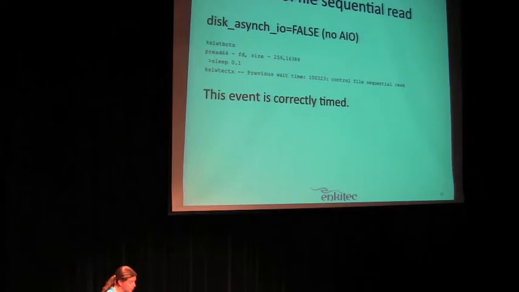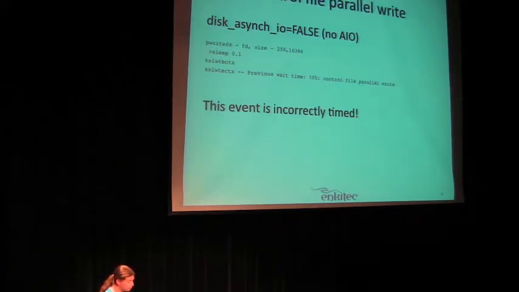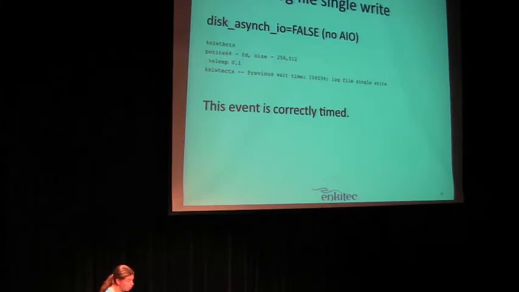How about the other ones? Control file sequential read. KSLBCTX is before the pread, and KSLECTX is after it. So it's timed correctly. Control file parallel write. First the pwrite, and then KSLBCTX. So this timing is off. You can't use this timing to say anything about your I/O times. Log file single write. KSLBCTX is before the I/O call, so it's good.